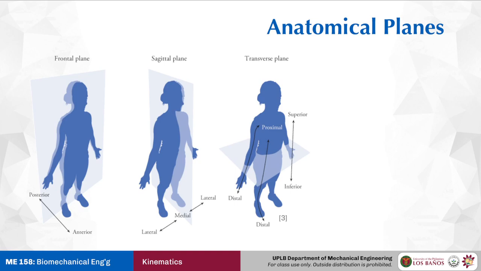Now, for the limbs, we have the distal and the proximal. The proximal is closer to the core of the body, while the distal is farther out. Now, for animals, especially ones that walk on all fours or all manner of legs, instead of using the superior and inferior directions, they have the cranial and the caudal directions.